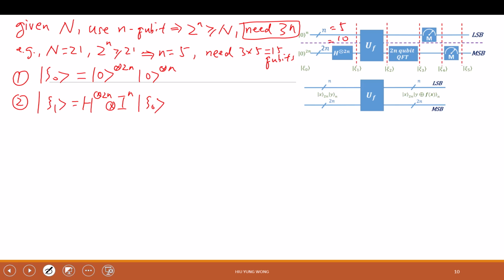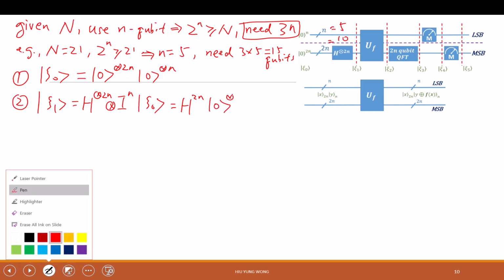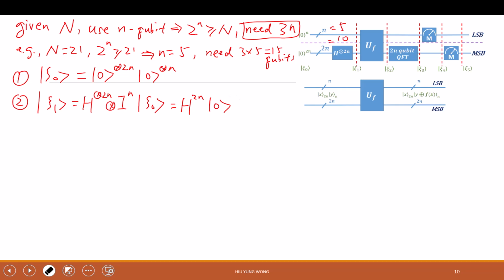So let me do substitution. And now I'm going to do some simplification. I just put this as 2n, make it clear. This one is applied to 0. I'm going to remove the tensor product symbol. And then this is the bottom qubit, and the top I can just write as this, because I is applied to this. H is applied to this and I apply I to this. I get this.